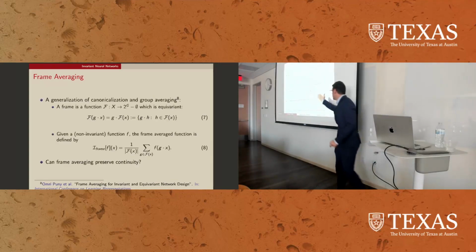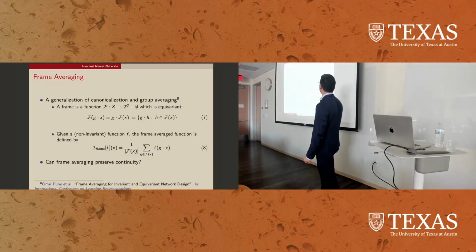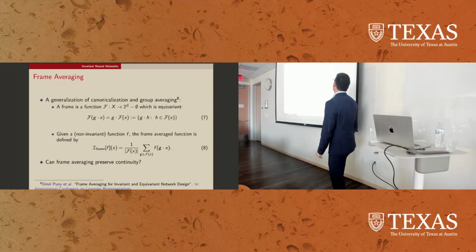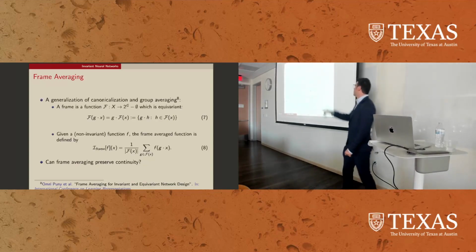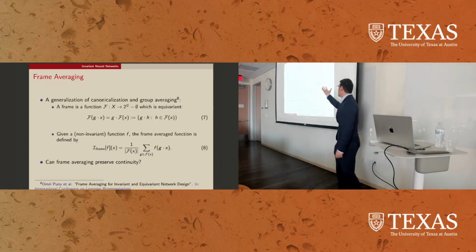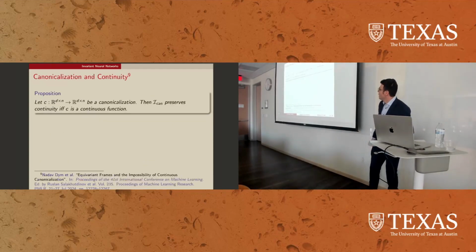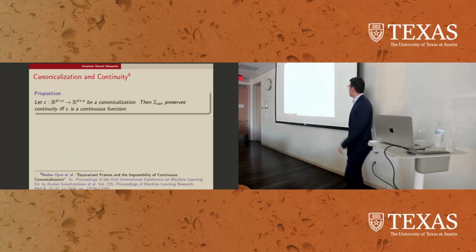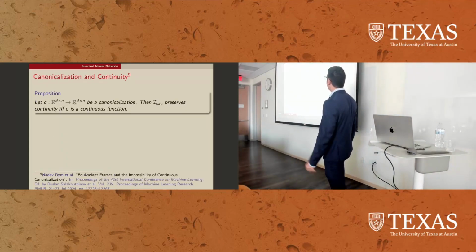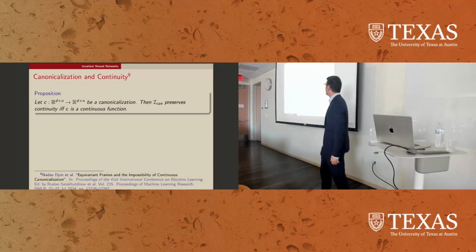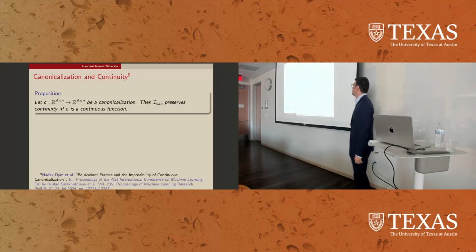And so to construct the frame average function, you do exactly that. You average over some input-dependent subset of the group, right? And so another question is, can this generalization preserve continuity in the cases that we're interested in? Okay, so first let me start with a trivial result here. Of course, canonicalization preserves continuity, meaning for any continuous function, the canonicalized function is continuous if and only if the canonicalization itself is a continuous function.